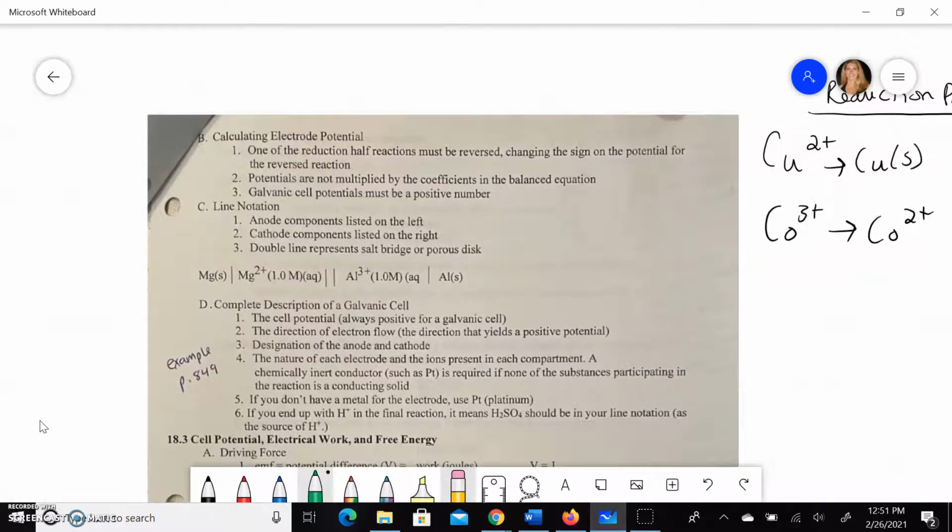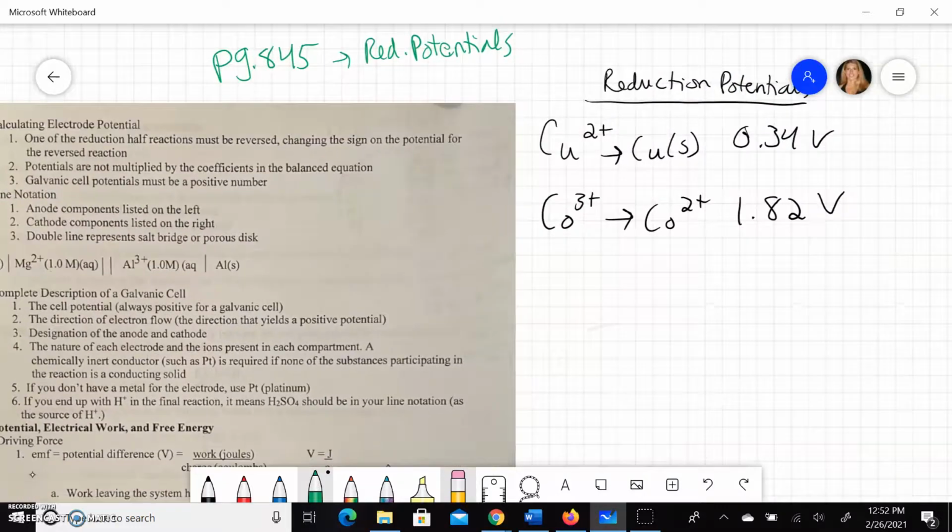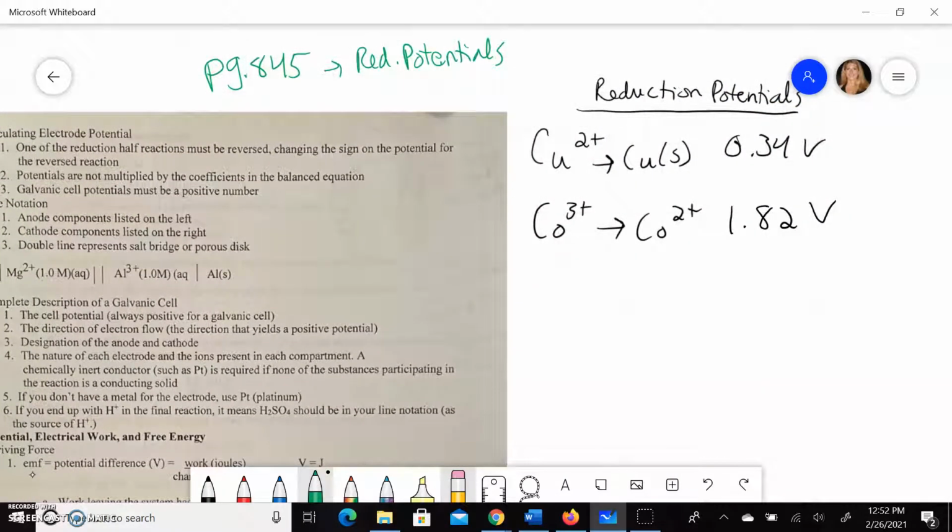All right, let's get to how to calculate the electrode potential. You're going to have a list of potentials that's actually on page 845. This has the reduction potentials, and what I mean by that is you're going to have a full list of reactions like this. So copper 2 plus going to copper solid, cobalt 3 plus going to cobalt 2 plus. All of them are reducing, not necessarily down to their neutral solid, but they're going from a higher charge to a lower charge. And it gives you the volt amount for each one. So notice that copper is 0.34 and cobalt is 1.82.